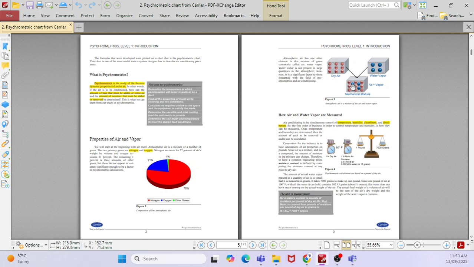Humidity ratio is the amount of water vapor in the air. Say, for example, dry air is 50 percent and water vapor is 50 percent. That means my relative humidity is 50 percent, right? Yes, the total is 100. I have dry air at 50 percent and water vapor at 50 percent, and when I add them together, it is 100 percent.